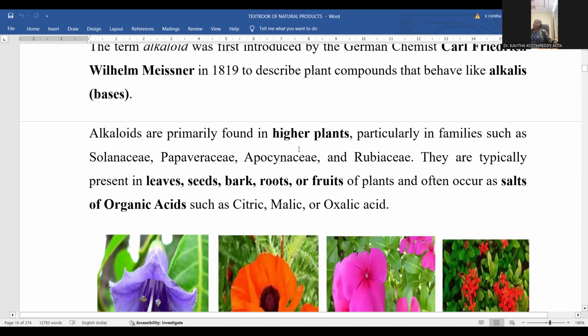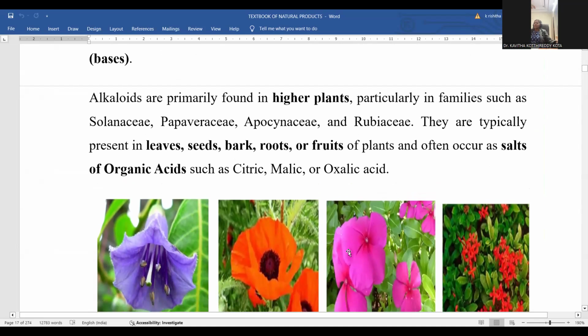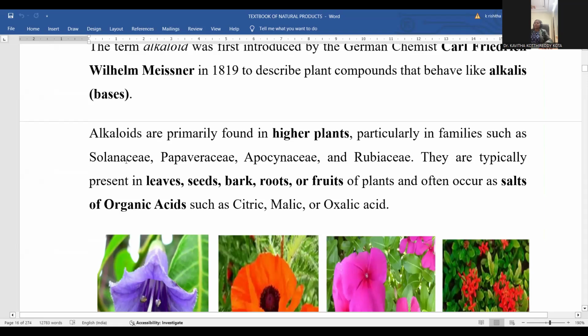Alkaloids are primarily found in higher plants, particularly in families such as Solanaceae, Papaveraceae, Apocynaceae, and Rubiaceae. These are the plant families from which we are able to extract economic quantities of alkaloids. Higher plants are nothing but developed plants. They are complicated to some extent. All the systems got developed within the plant kingdom, right? So, let me repeat: Solanaceae, Papaveraceae, Apocynaceae, and Rubiaceae are the families from which we are able to extract these alkaloids, natural products.